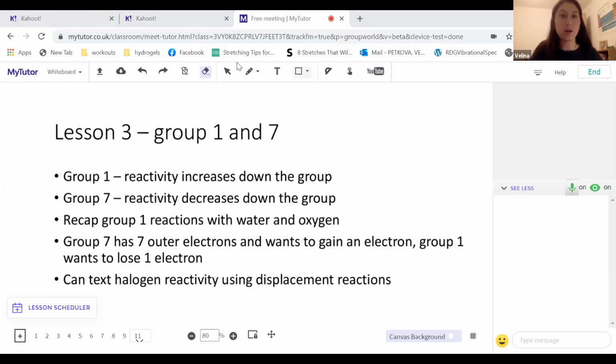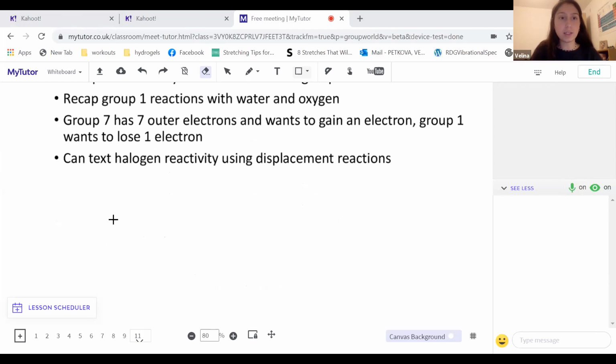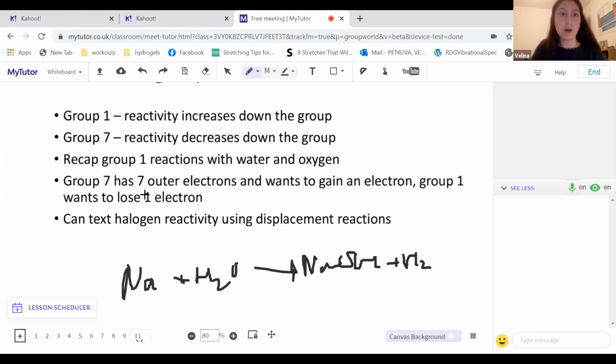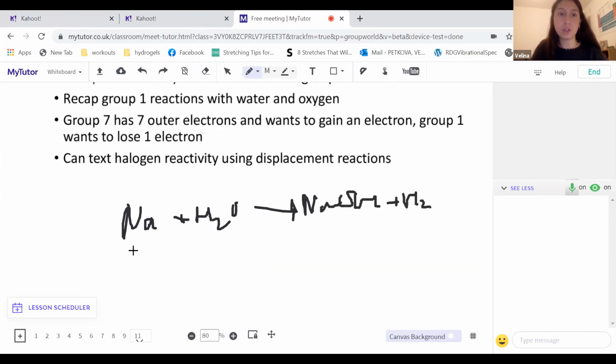Yeah, brilliant. So some of you are answering. Let's take Na, for example. With water, Na plus H2O is going to form sodium hydroxide and hydrogen. Brilliant. Sorry, it's not a balanced equation. So what's going to happen with oxygen? If we react with oxygen, what are our products? The product is just sodium oxide, okay? So these are the 2 things that you need to remember and then be able to apply.